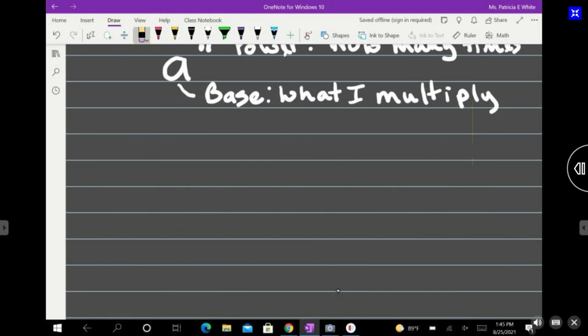Alright, if I have 3 to the 4th power, always make sure you write your exponents small and up. Don't write it right next to each other. No notes? What does that mean, guys? 3 times 3 times 3 times 3. Now this is my exponential form. This is my expanded form.